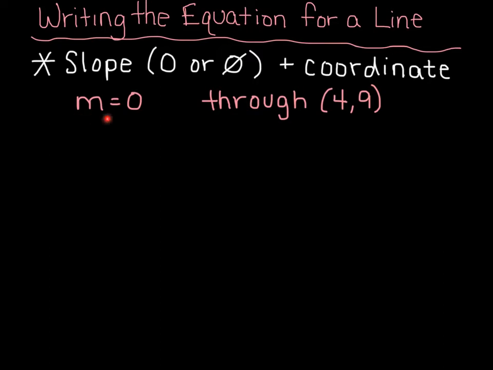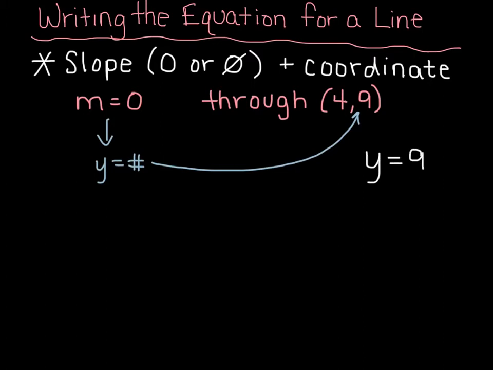But if you recognize this situation, a slope of 0, as having to be a y equals a number equation, because it's going to have to be a horizontal line, then you just have to look up at your coordinate and say, what's my y value up here? So this one is going to have an equation that's just y equals 9, because 9 is my y coordinate.